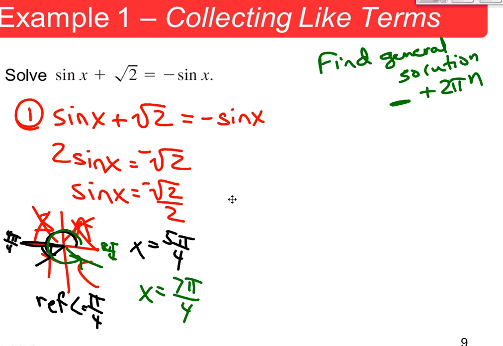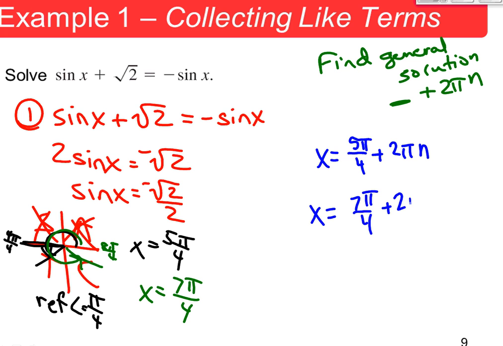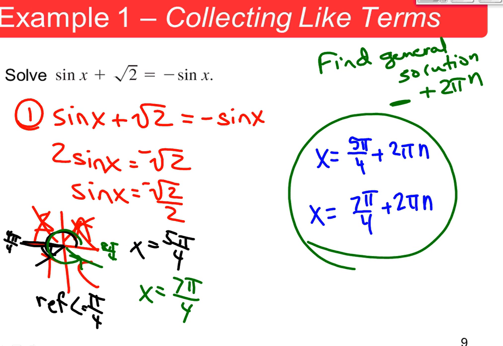And then to give our general solution, we get x equals 5 pi over 4 plus 2 pi n, and x equals 7 pi over 4 plus 2 pi n. So generally, one of two things is going to happen. Either I'm given an interval from 0 to 2 pi, in that case, that would have been my answer. Or if I'm not given an interval in which to work, then I need to give a generalized answer as I go.